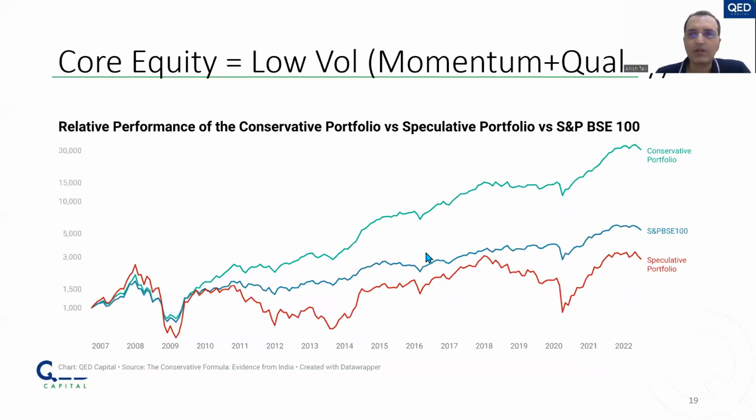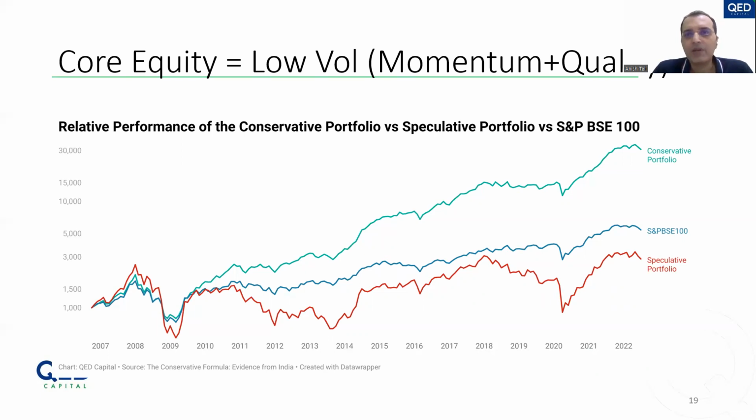And this is what it showed, that the conservative formula, which is basically a low volatility universe, and within that low volatility universe, we rank stocks on momentum and quality, which is, for momentum, we take the last 12 months return, and for quality we take the last dividend yield, and we sort on that, and we take the top. In this case, we've taken 100 stocks. We've also tested on a 30 stock basis, and we found that over the long run, the conservative portfolio outperforms the speculative portfolio by a mile.